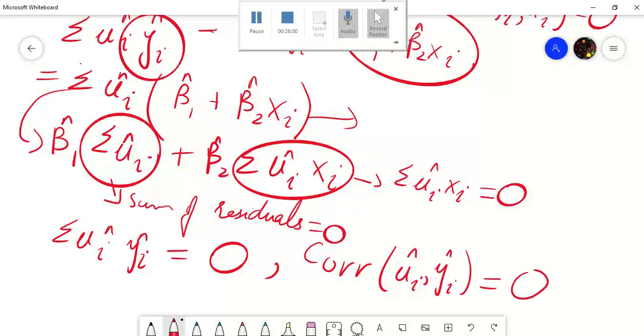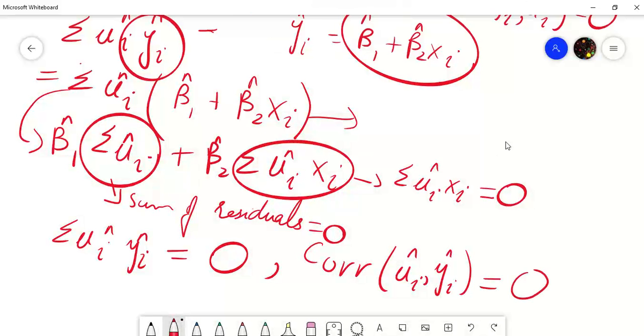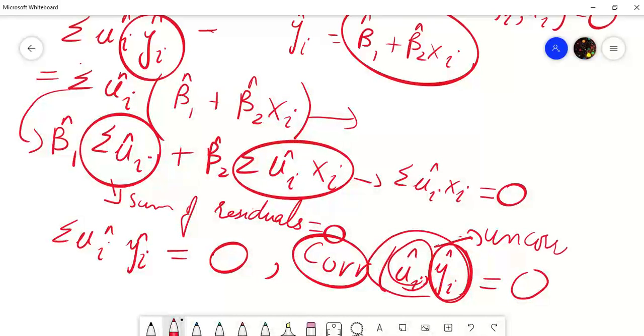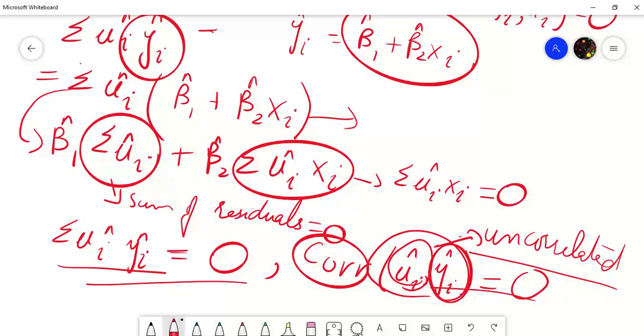It means that there is no correlation between estimated value and error. That's why correlation between mu I hat and yi hat is 0. That means that mu I hat and yi hat are uncorrelated. They are uncorrelated, meaning that correlation between mu I hat and yi hat is 0, and also summation mu I hat yi hat is 0. Hence we have proved the last property as well.